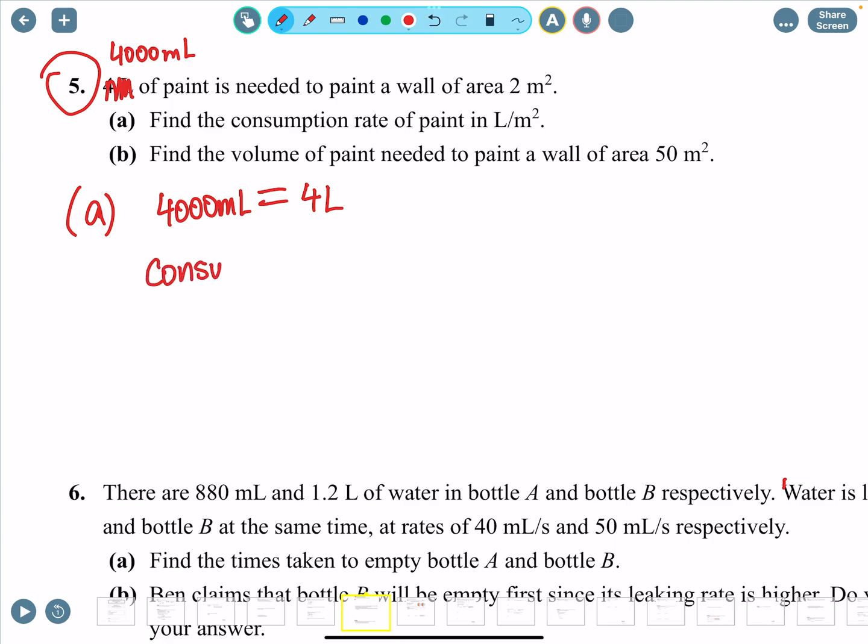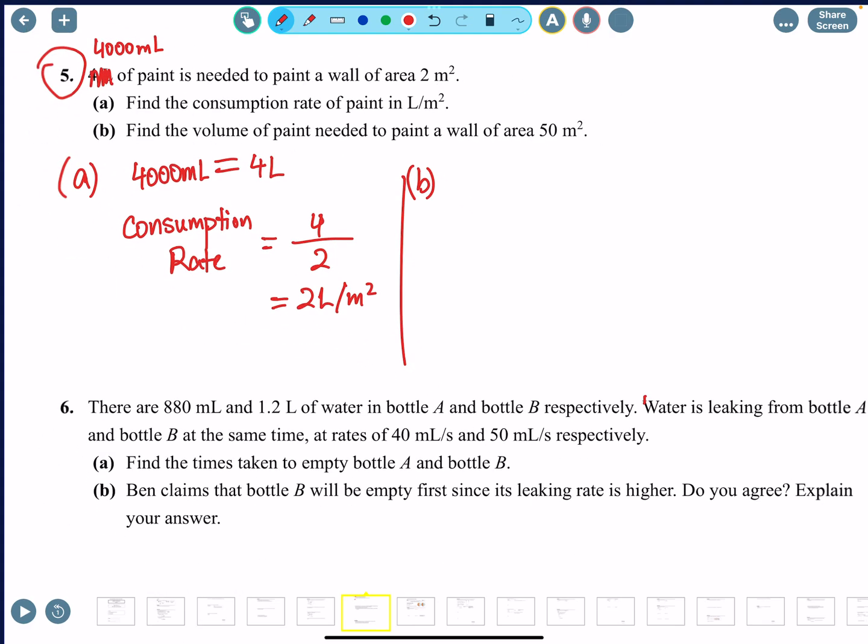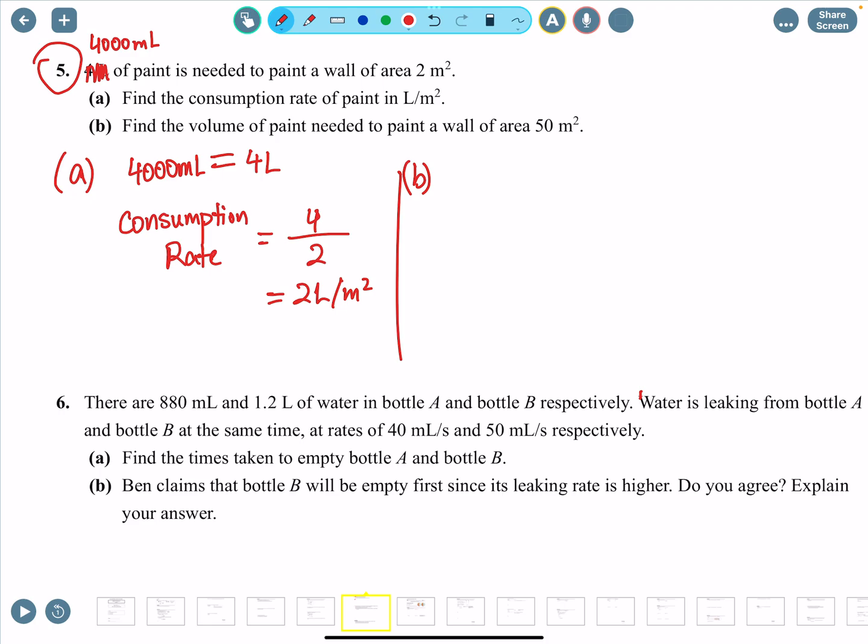So consumption rate equals 4 liters per meter square. So we have 2 liters per meter square. Question B, find the volume of the paint when you have 50 meters square. Let's say find the volume of the paint in ml. Okay, that will make it more difficult.